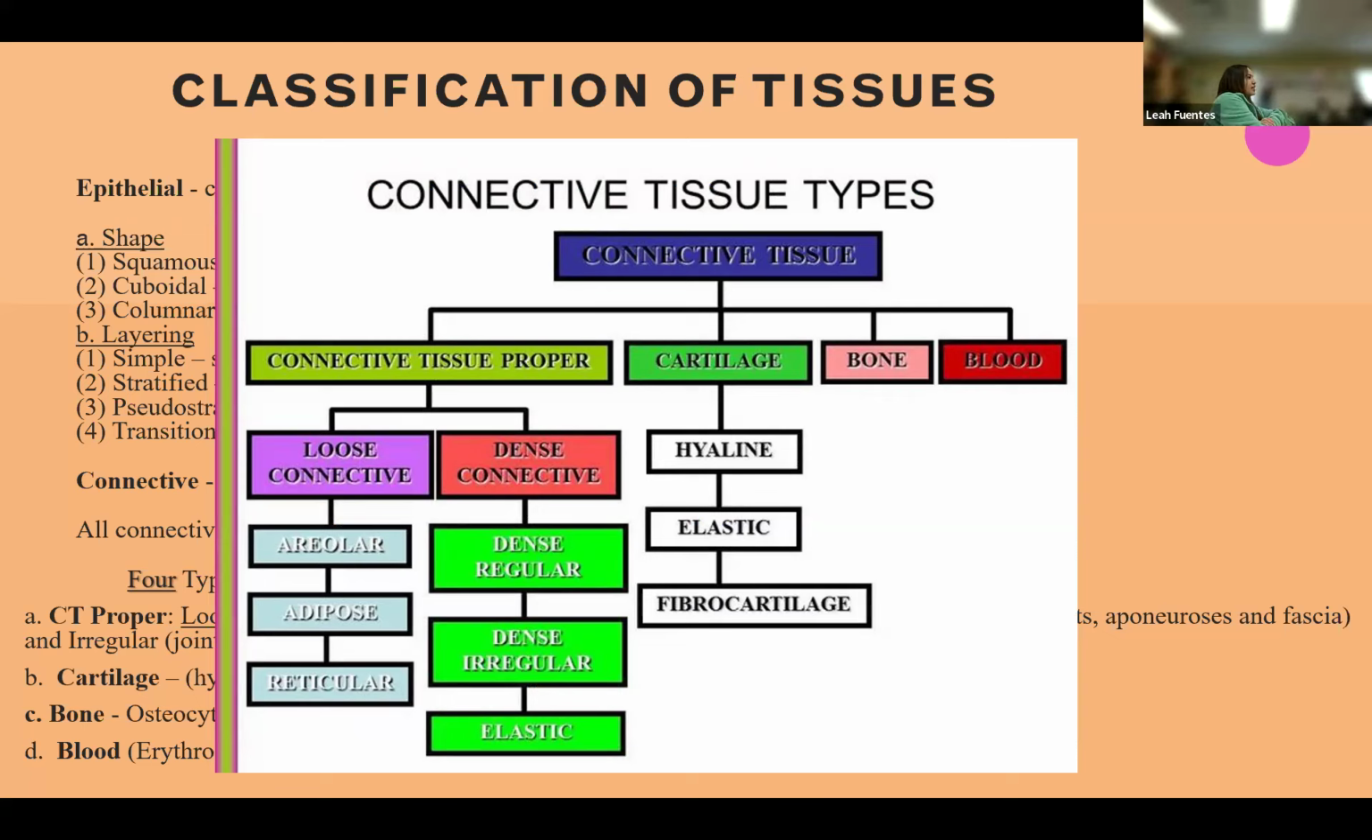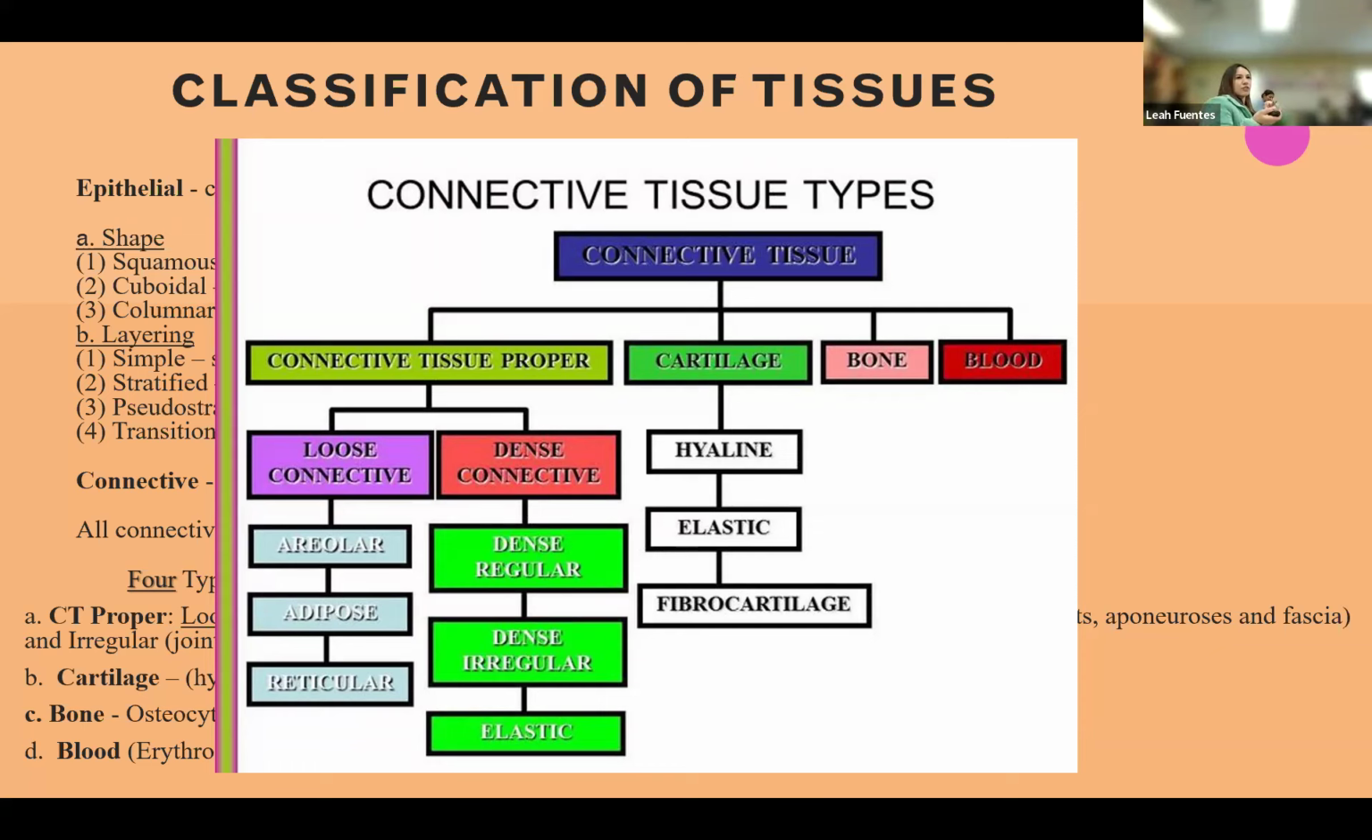This is going to be dense regular, dense irregular, and then elastic. Not to be confused with the elastic cartilage. So you're going to want to make sure you know the difference between the two. And then also over here on these posters, it has the images of elastic and elastic cartilage. So you're going to want to make sure that you can identify the two. So right, just from connective tissue proper, we have 6 names of tissues. And then on the next slide, we're going to identify a few.